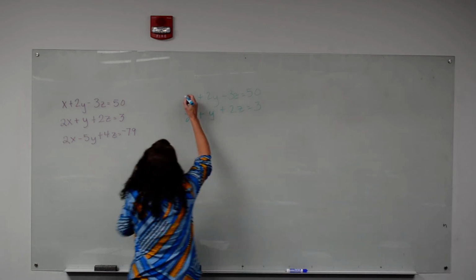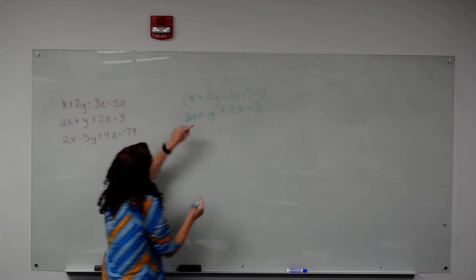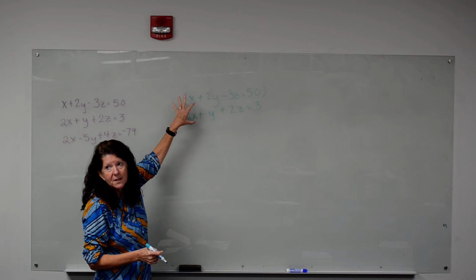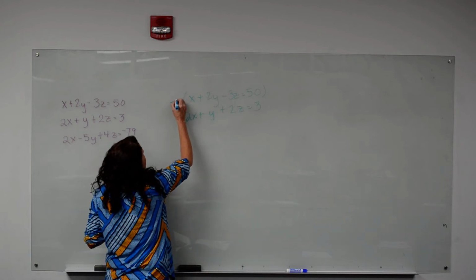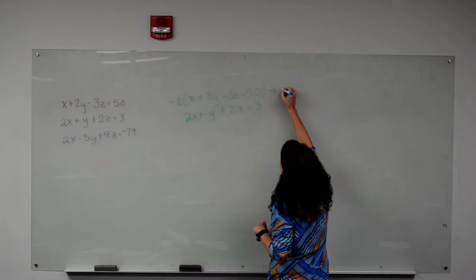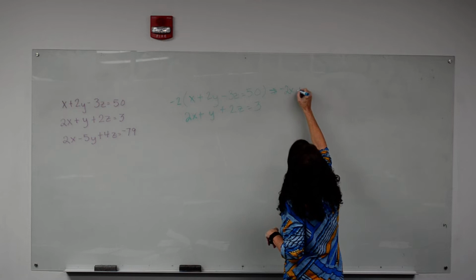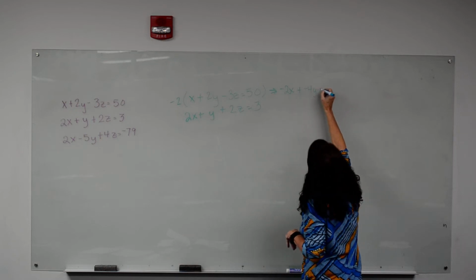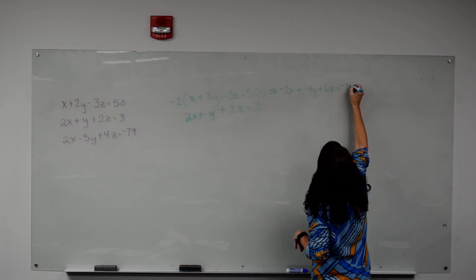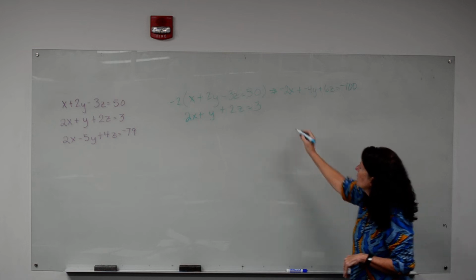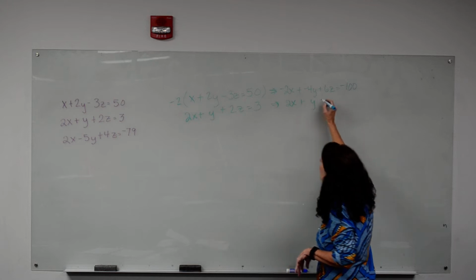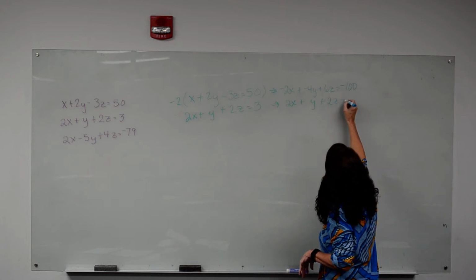Okay, good decision. So remember, to do elimination, I want these to have the same number in front of them, but one of them to have an opposite sign. So I'm gonna multiply that first one times -2, and bring it over here, so I have -2x plus -4y plus 6z equals -100. I've got to multiply everything by the -2. And I'm going to bring this one just over: 2x plus y plus 2z equals 3.